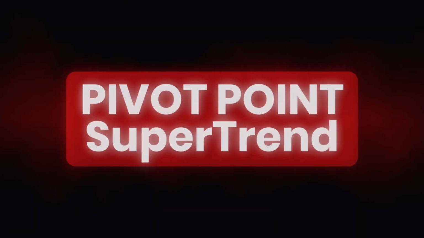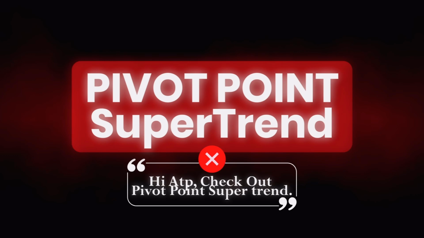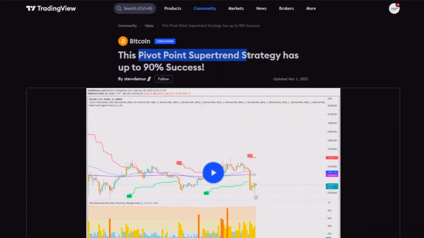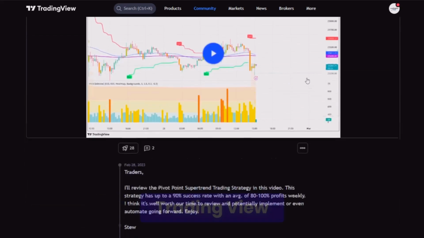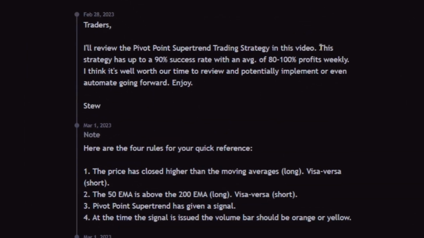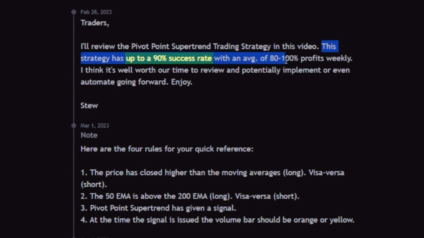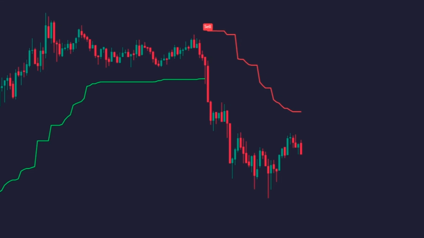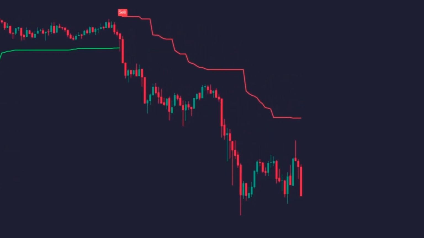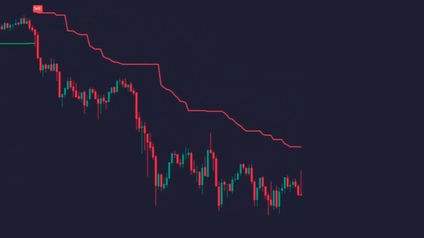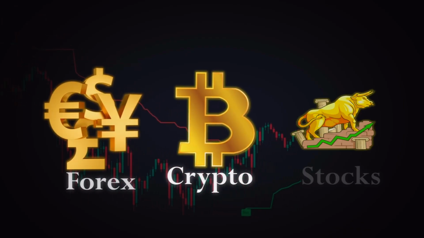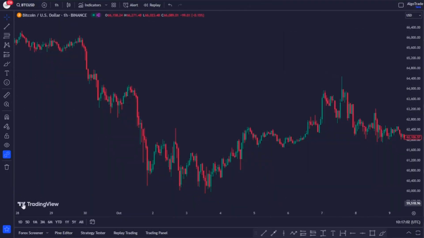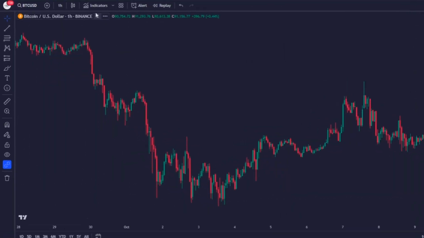This time, unlike previous episodes, this indicator wasn't suggested by one of our subscribers. Instead, I stumbled upon it while browsing for new indicators on TradingView. As you can see, there is an article that states that the Pivot Point SuperTrend has a 90% win rate, and so I knew we had to put it to the test. So we will dive deep and see how well this indicator performs across different markets like crypto, forex and the stock markets. Firstly, let's start by adding the indicator to our TradingView charts.